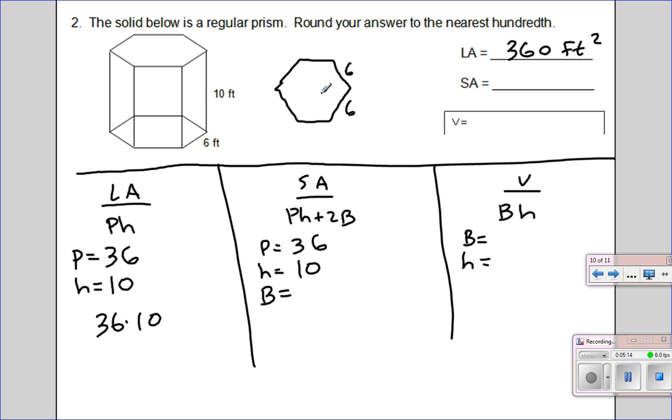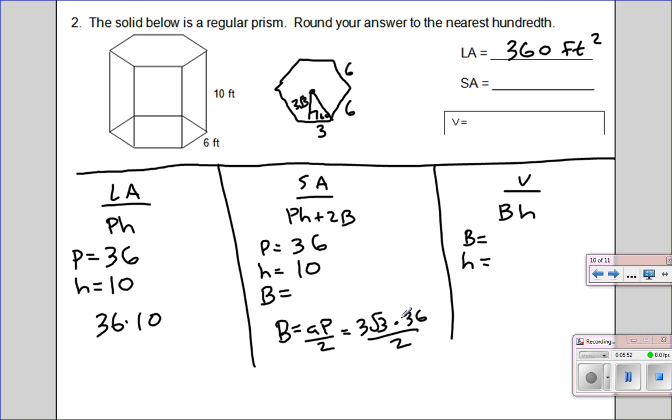Over here, perimeter is 36, height is 10, but now I need big B, the area of the base. So this is where we have to go back and draw our apothem, draw the radius. Remember that a 60-degree angle goes down here. Now, if the side is 6, half the side is 3. And that makes the apothem 3 root 3 because it's a 30, 60, 90 triangle. So for big B, the area is going to be AP over 2. Remember that? So the apothem is 3 root 3 times the perimeter, which is 36, over 2.